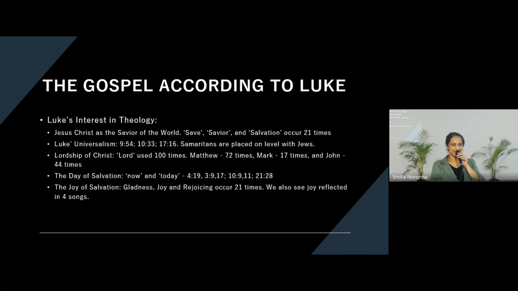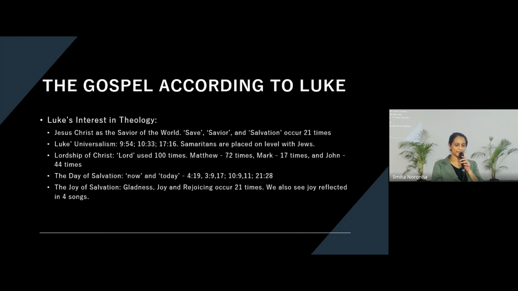So that focus on the kingdom of God is here, which we definitely see in the other gospels as well. Luke uses these words now, today. Today is the day of salvation, a lot in the gospel. And then we see the joy of salvation.